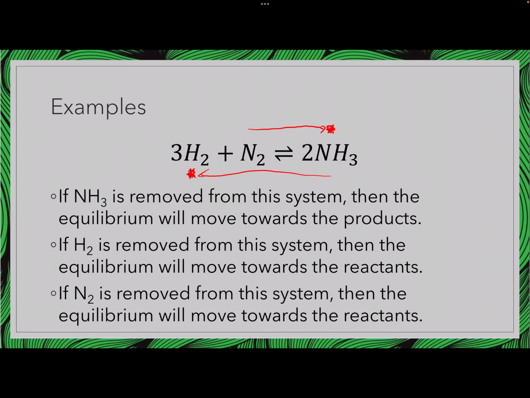Same with nitrogen. If our nitrogen is removed, we're removing stuff from the left side, so the equilibrium is going to shift towards that side. So it's going to make some more nitrogen, and it's going to use up some of that ammonia to do it.